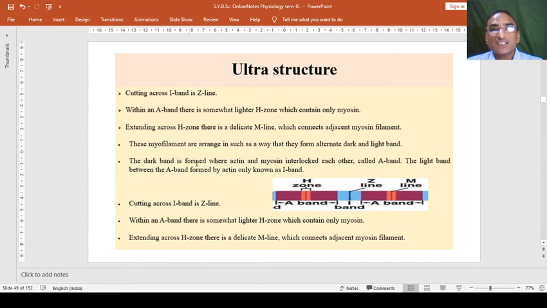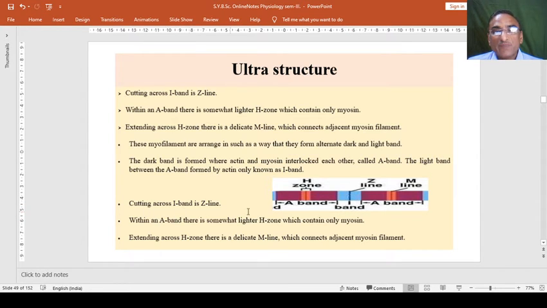These myofilaments are arranged in such a way that they form alternate dark and light bands, and usually we call it a striped or banded appearance on the muscle fiber. The dark band is formed where actin and myosin are interlocked with each other, and it is generally called the A band, which we have already seen. The light band between the A bands is formed by actin fibers only, and is known as the I band. So this is the I band, blue color.